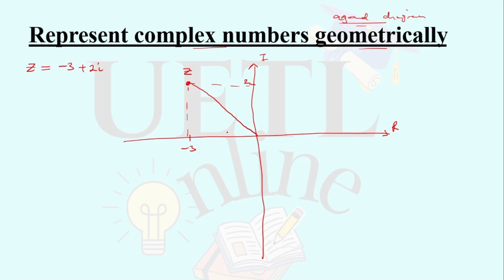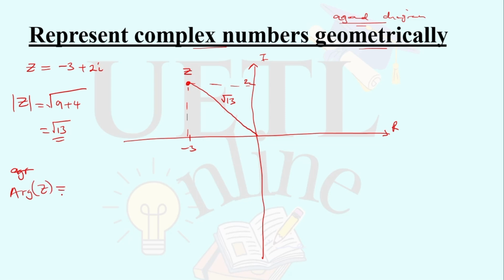Now the first thing we have to calculate is the modulus. The modulus of z is equal to the square root of 3 squared, 9, plus 4. So we get root 13 as our modulus. We are going to represent root 13 here. Now we just have to find the argument of z, which is represented by arg z.